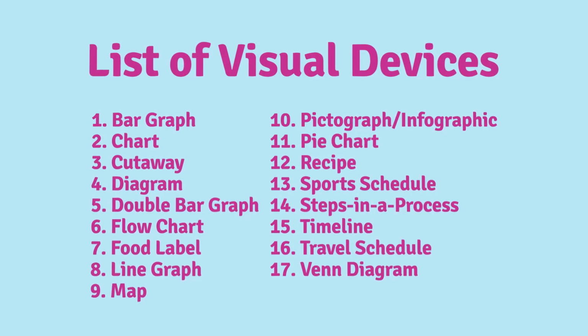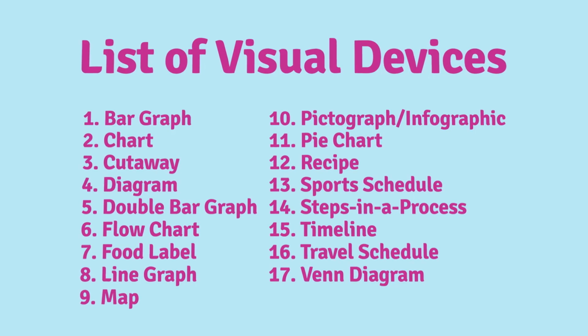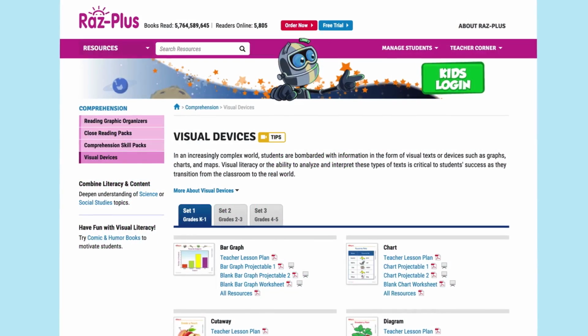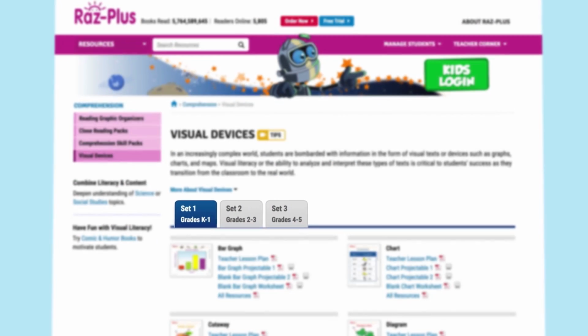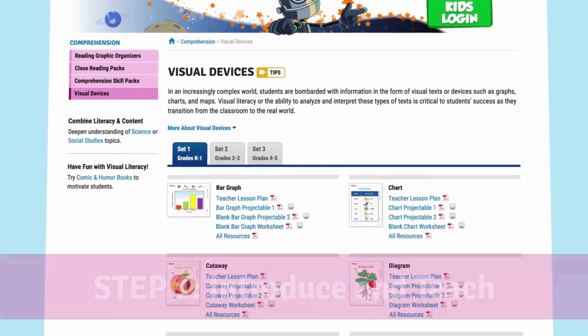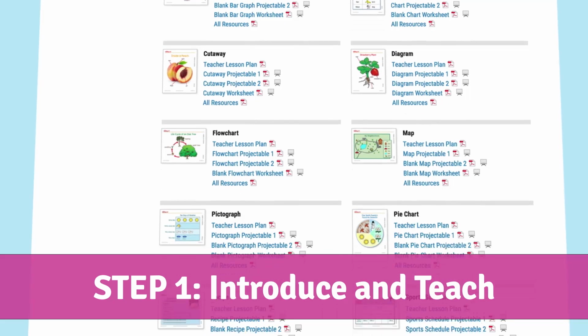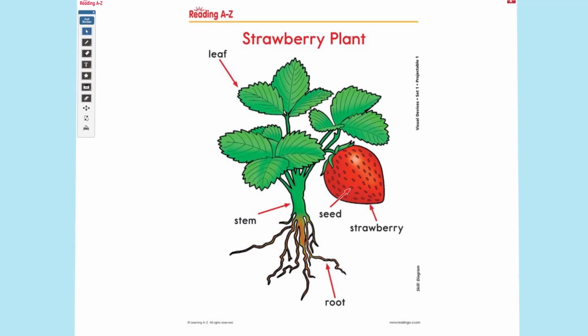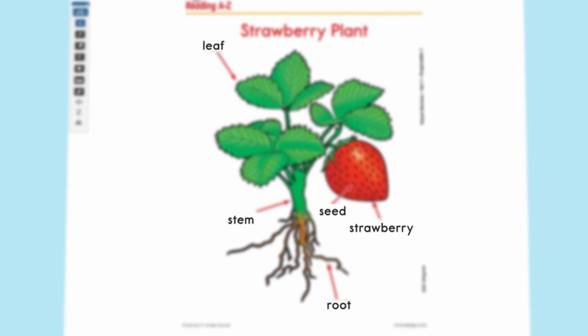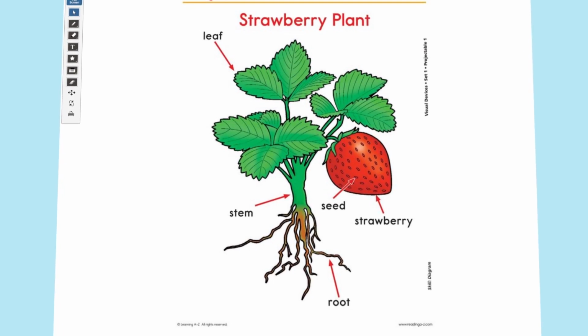Visual devices feature 17 different types of visual text, many at multiple grade ranges or difficulty levels, which strengthen students' critical thinking skills. The first steps in the visual devices lessons are to introduce and define the featured visual text and to identify its basic components with an engaging, colorful projectable.